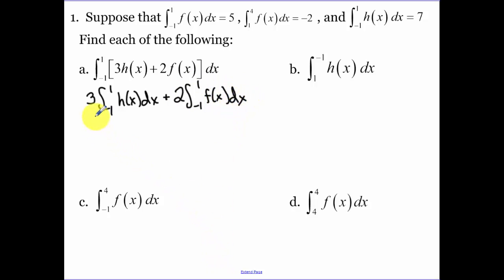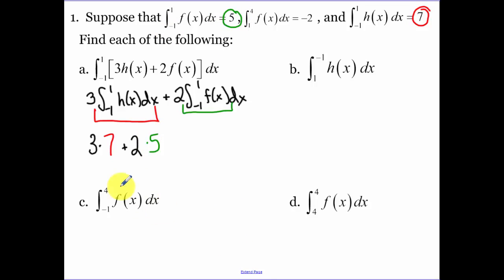Now what is the area under the curve from -1 to 1 of h of x? Well, that's 7. So I have a 3 times a 7 plus a 2 times our area under the curve from -1 to 1 of f of x, which is 5. So we have here 21 plus 10, which is going to get us 31.